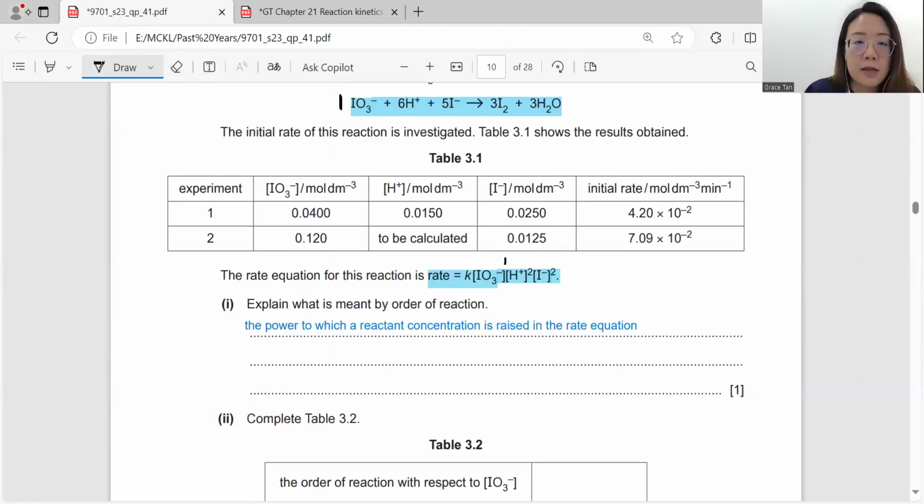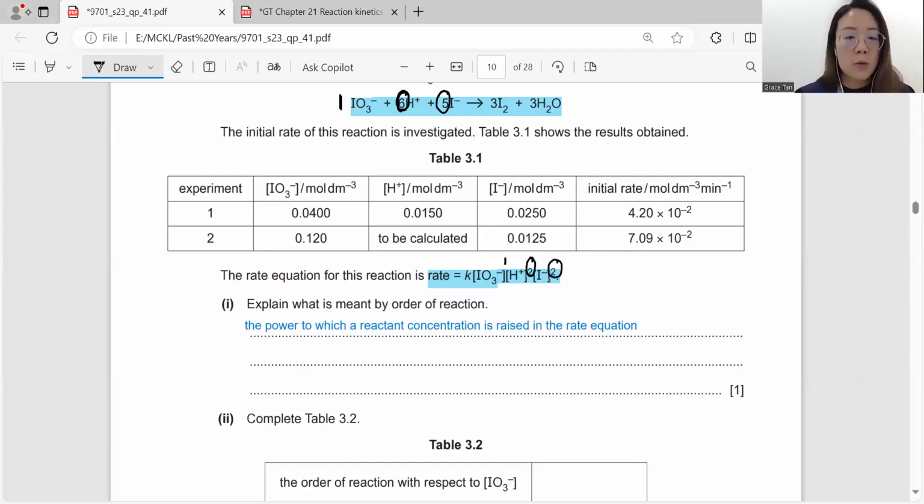Now, there are 6 moles of proton ions, but you realize that the power is square. Then you have 5 moles of iodide ion, and the power is also square. So like I said, you cannot raise to the power of the number of moles. You raise to the appropriate power, known as the order of reaction. Of course, you will be asked to calculate the order of reaction in other questions, but in this question, they already provided it for you.